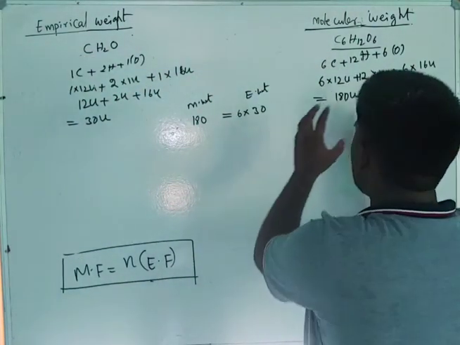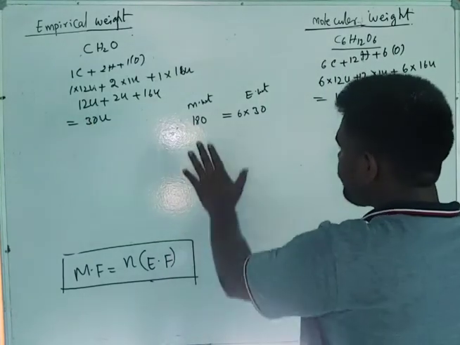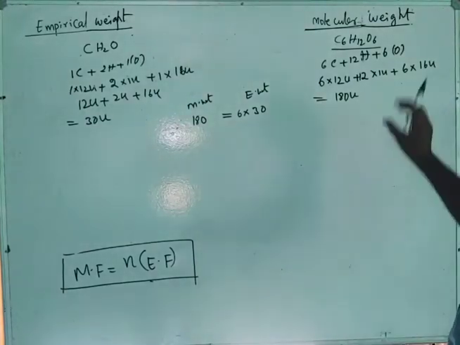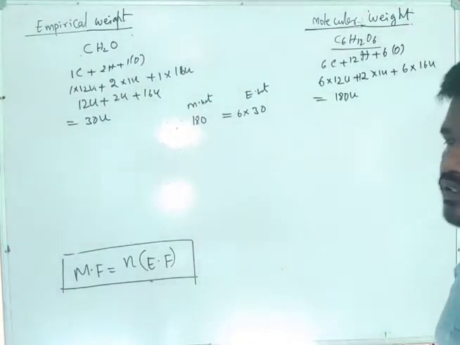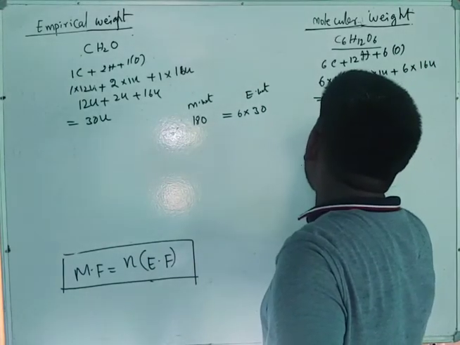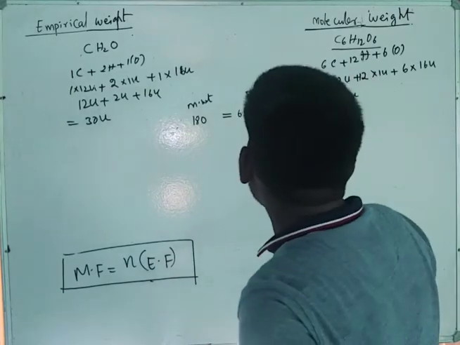One more example let me take. Here we have discussed what is molecular weight and empirical weight, and we are going to know about the relation between empirical weight and molecular weight. One more example I will give you. Now this time you take ethane. Ethane molecule is C2H6. Molecular formula C2H6.